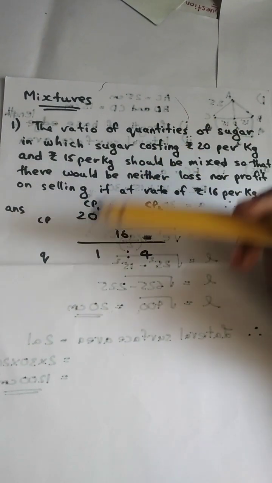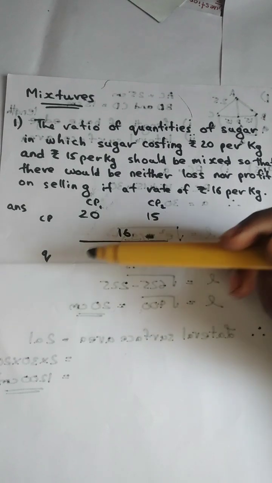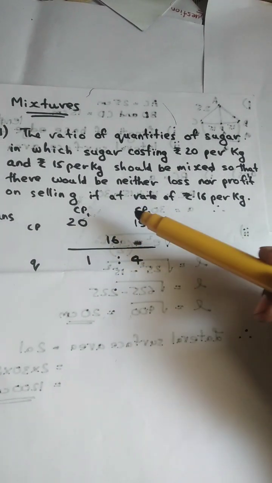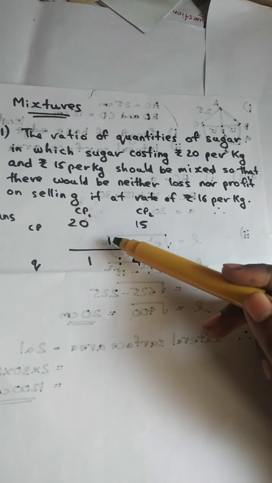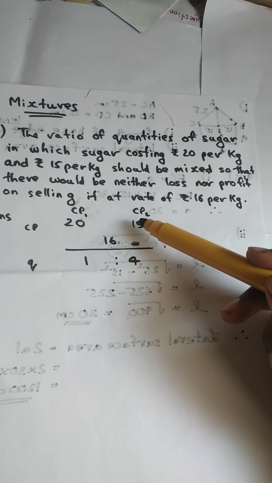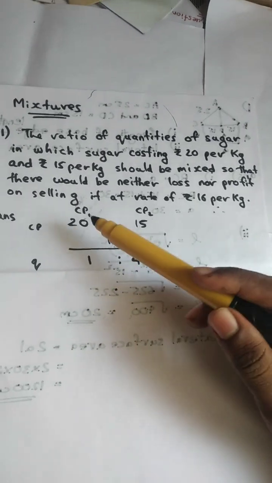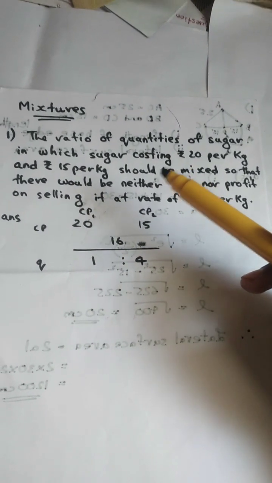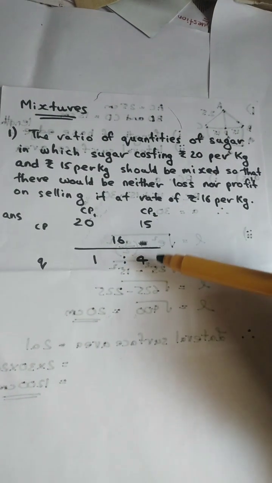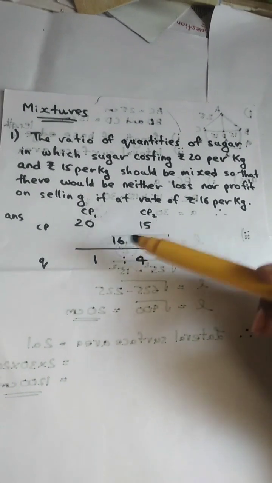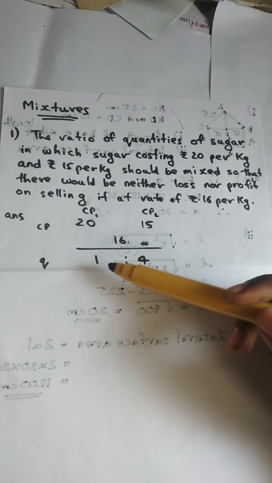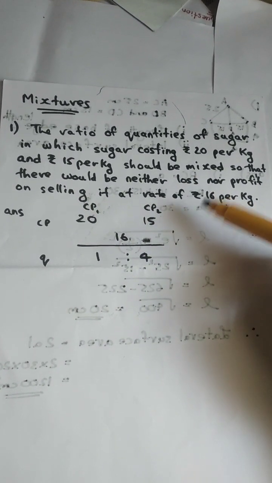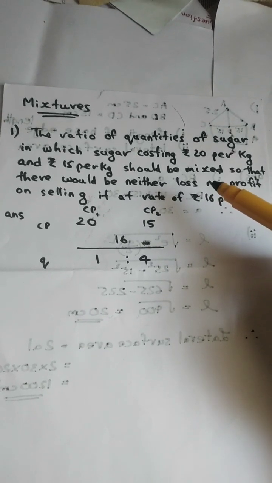You would get the ratio of quantities on the opposite side. So as per the rules of alligation, 16 would be reduced from 15 and 16 minus 15 would be 1, and 16 minus 20 would be 4. So the ratio of quantities of sugar would be 1 is to 4. He or she wants to mix it in the ratio 1 is to 4 to sell it at the rate of 16 rupees per kg without any loss or profit.